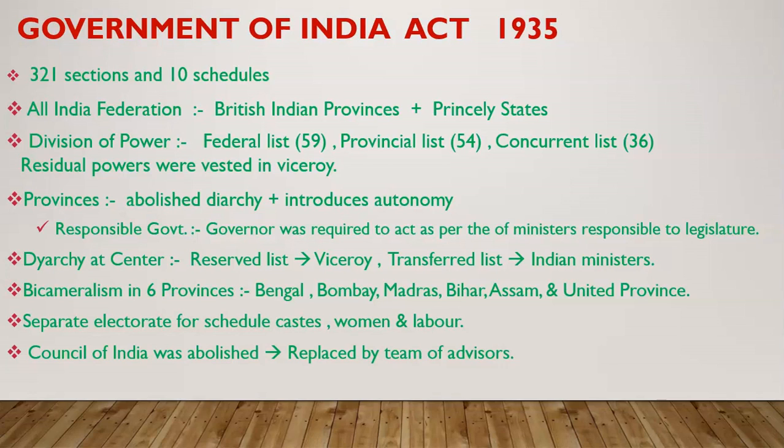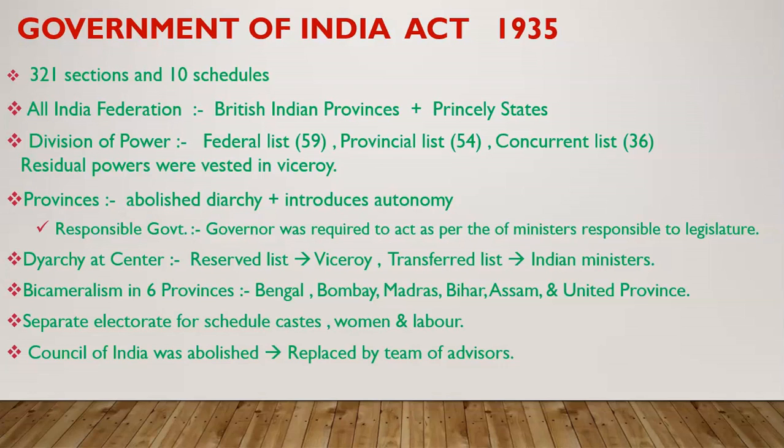But now what is this concurrent list? Friends, the concurrent list contained the subjects which were actually of local or provincial importance, but there was a need of uniformity in these subjects. For example, penal codes, civil procedure codes, marriage laws. So for the concurrent list, the federal or central legislative council was also authorized to make law, and the provincial legislative council was also authorized to make law.